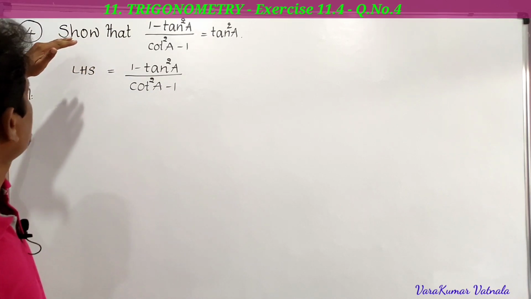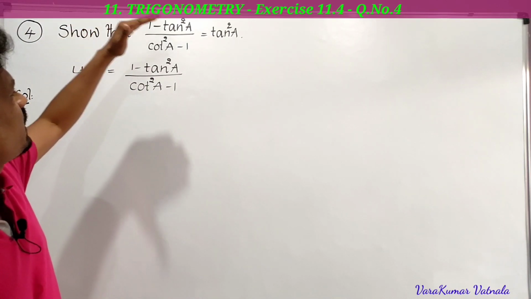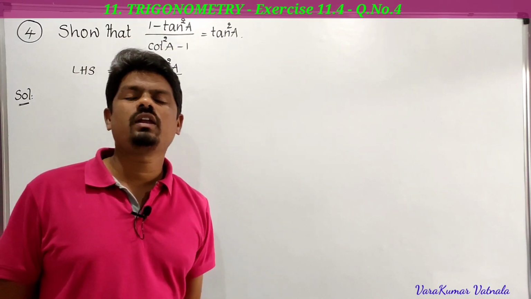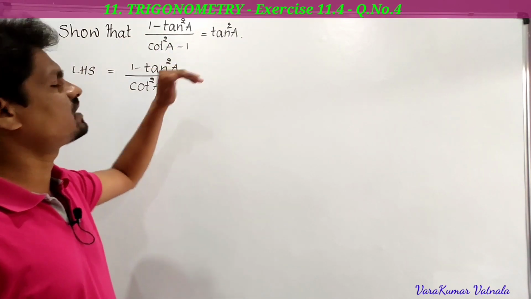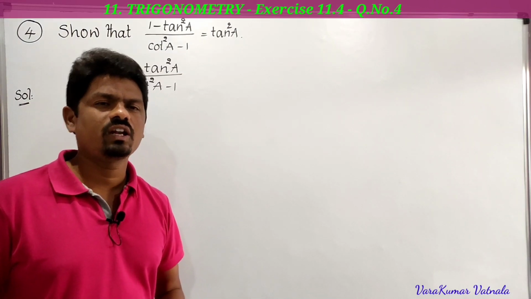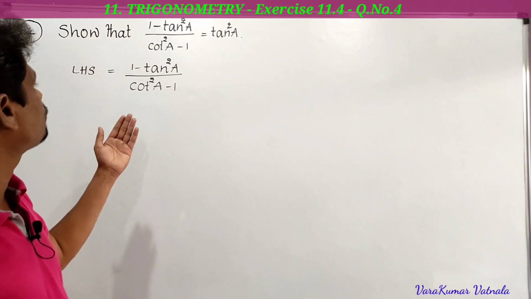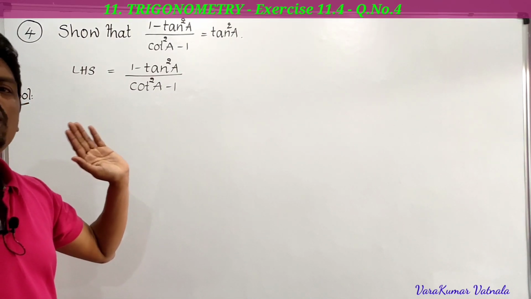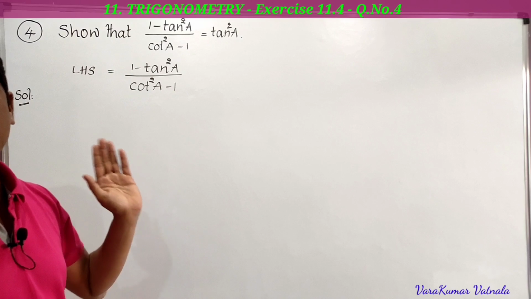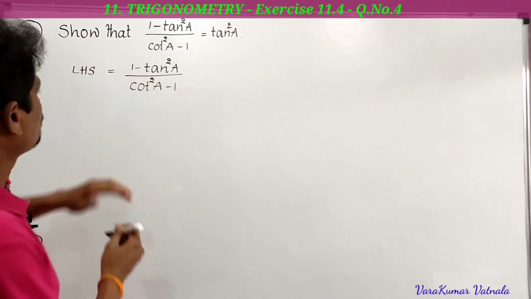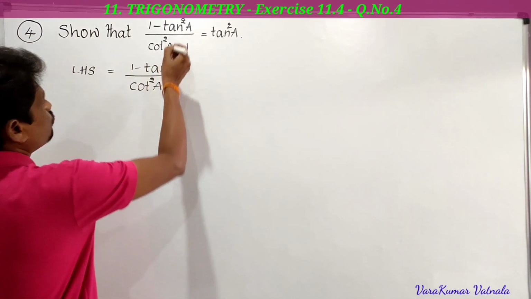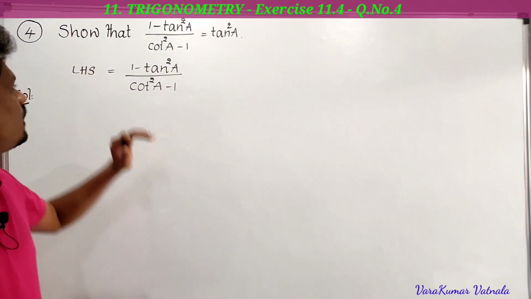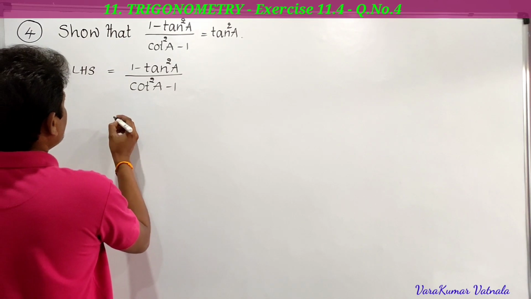See here what it is asking. Show that (1 minus tan square a) by (cot square a minus 1) is equal to tan square a. By taking LHS again we get RHS. Very easy, in a single step we can get the answer, but very important for 1 mark or 2 marks problems. Many times it is asked in the examination. This is LHS. Now write the numerator as usual.